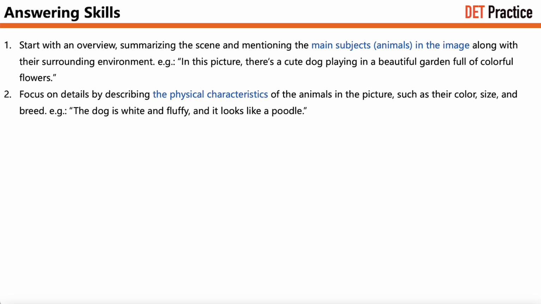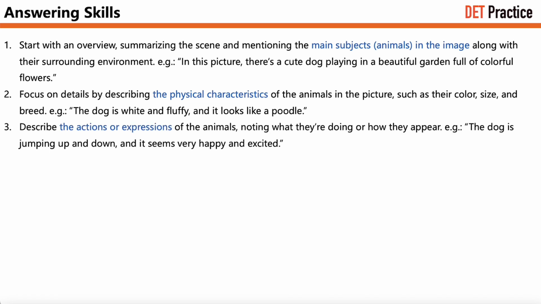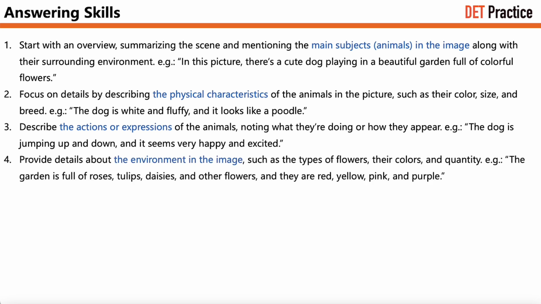In the third step, we can describe the actions or expressions of the animals, noting what they're doing or how they appear. For example, the dog is jumping up and down, and it seems very happy and excited. In the fourth step, we can provide details about the environment in the image, such as the types of flowers, their colors, and quantity. For example, the garden is full of roses, tulips, daisies, and other flowers, and they are red, yellow, pink, and purple.